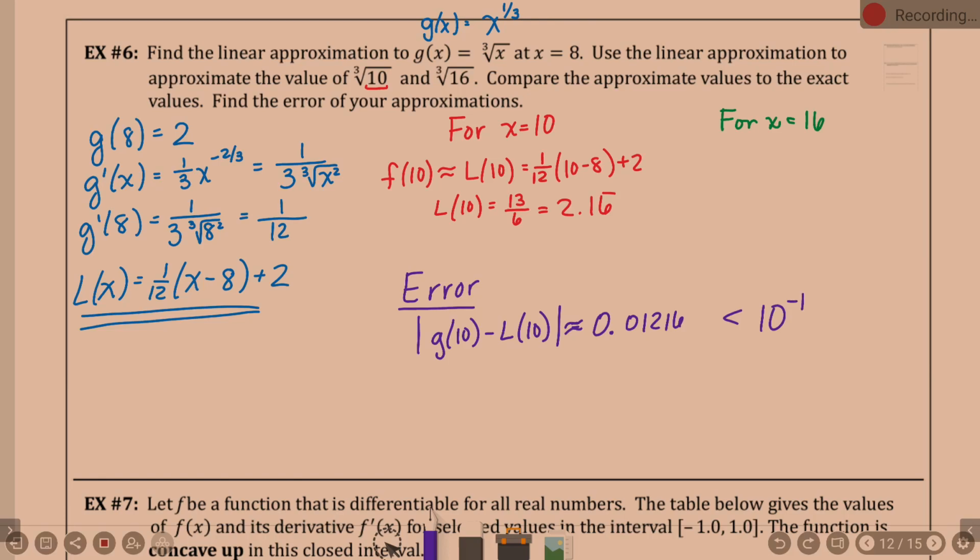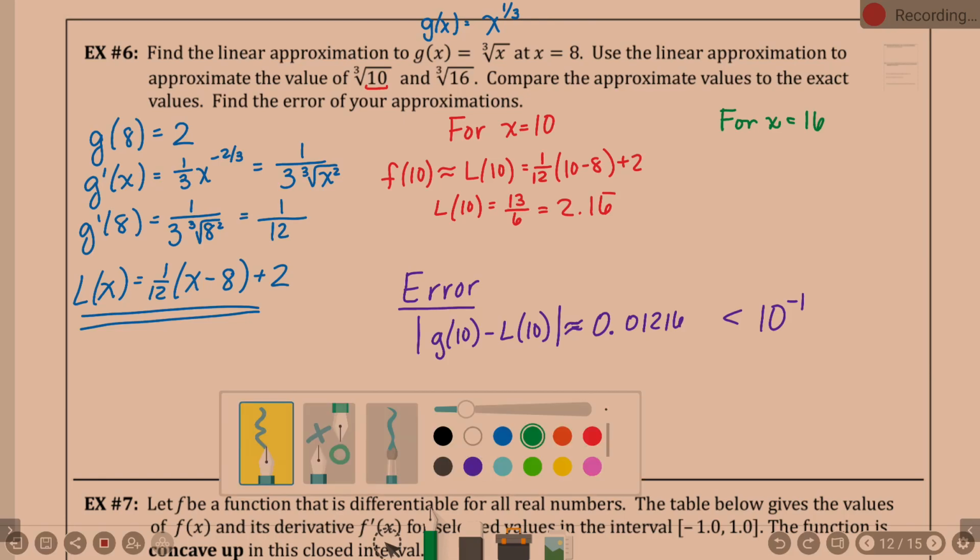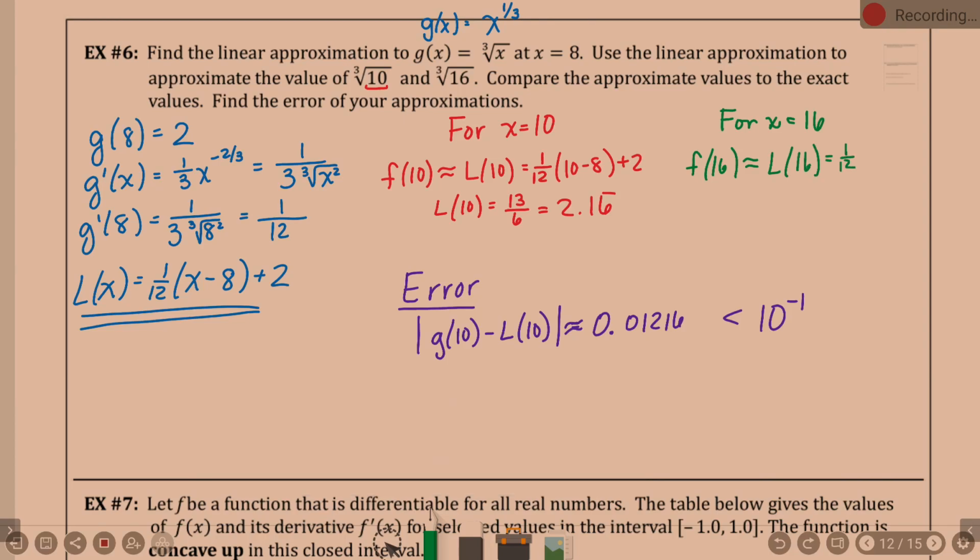And the other one. X equals 16. So we're finding f of 16, which is approximately equal to L of 16, or 1/12 times 16 minus 8 plus 2. That's 8/12, so 2/3 plus 2 is 8/3. Which for the record is 2.6 repeating.